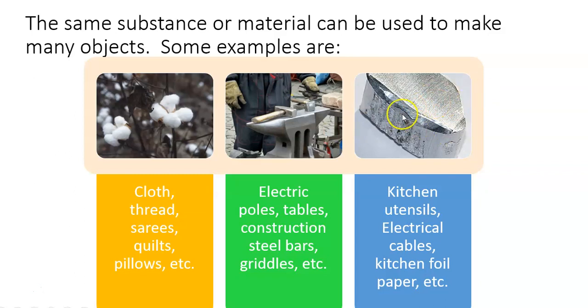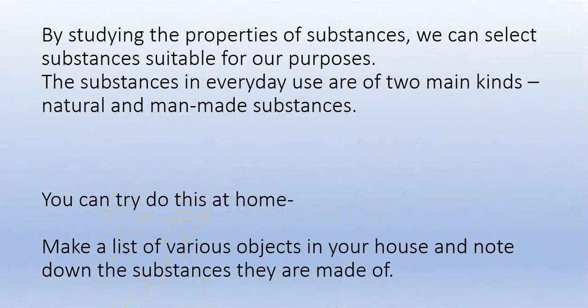The third substance we are considering is aluminium. Now this aluminium is used to make kitchen utensils, electric cables, kitchen foil paper, etc. So as you can see, the same substance or material can be used to make many objects. By studying the properties of substances, we can select substances suitable for our purposes. The substances in everyday use are of two main kinds, natural and man-made. We'll study what these are.